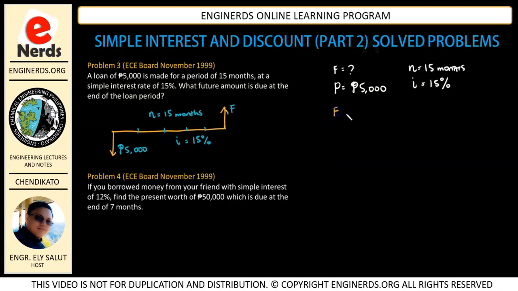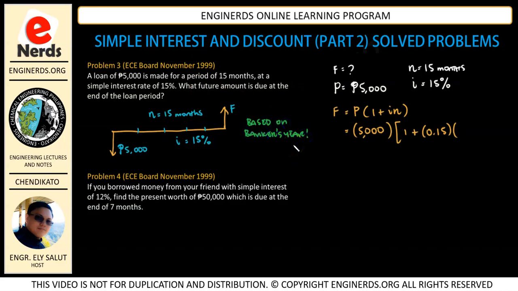Okay, so again, sulat natin yung ating formula. Our formula is F is equal to P times 1 plus IN. Okay, so our P is equal to 5,000 multiplied to 1 plus our I is 15%, so we have 0.15 times our N, which is 15 months. So, convert muna natin yung ating N into years, no? We do not have any basis here para consider yung exact simple interest, no? Therefore, this will be based on the banker's calendar, or the banker's year.